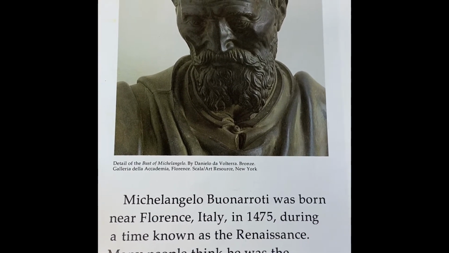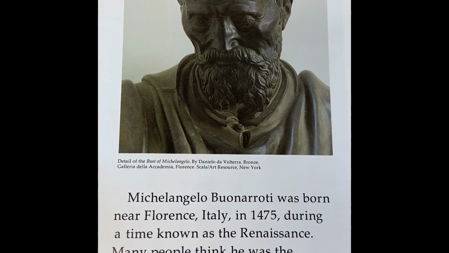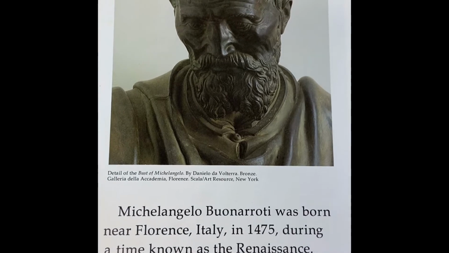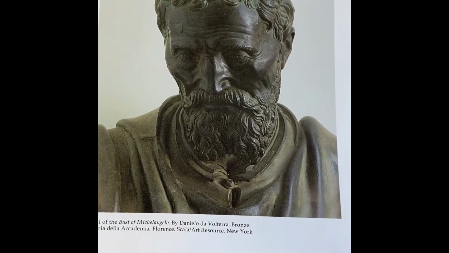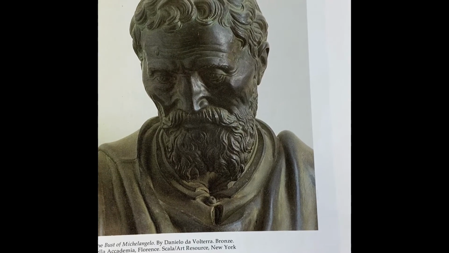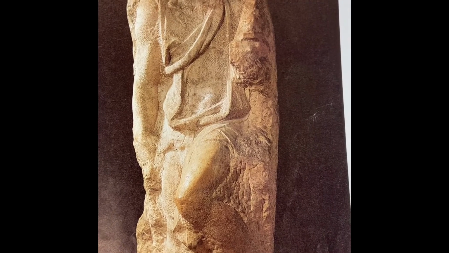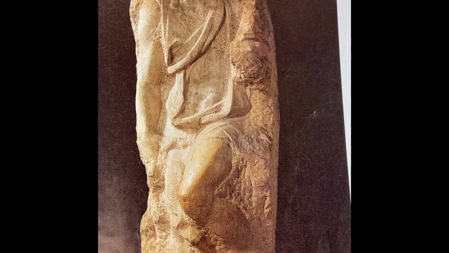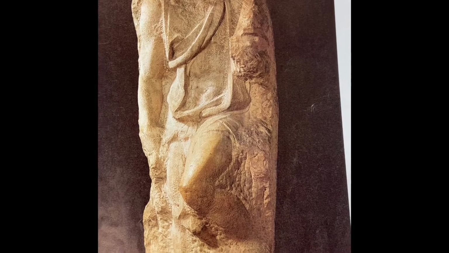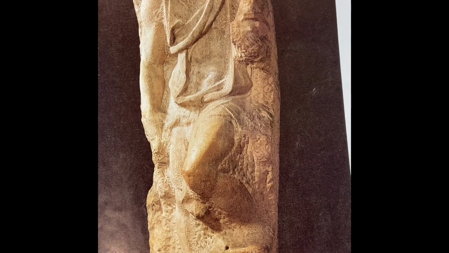Michelangelo Buonarroti was born in Florence, Italy in 1475 during the time known as the Renaissance. Many people think he was the greatest artist who ever lived. That is a stone sculpture of him. Michelangelo was a master of architecture, painting, and poetry, but his favorite art was making statues of people. Michelangelo sculpted many of his statues from big blocks of marble, and he chipped away at the marble with a hammer and a chisel until he got it the way he liked.